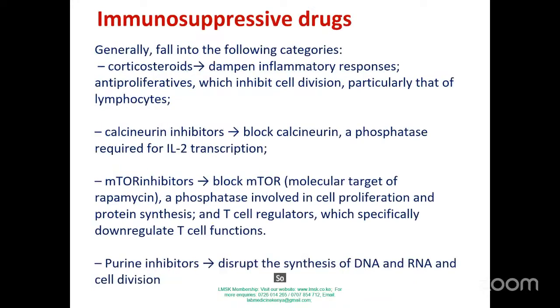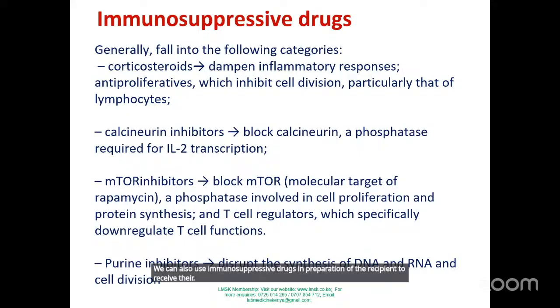So having explored reducing immunogenicity and also tolerance, or making our host as tolerant as possible to the new graft, we can also use immunosuppressive drugs in preparation of the recipient to receive the new graft. The drugs that are used fall in the following categories.